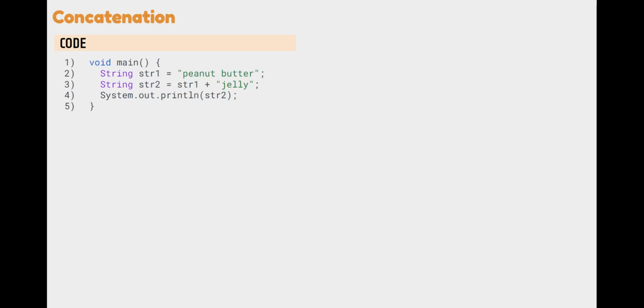So we can add our strings together too. On line 2, we are declaring a string named str1, and we are assigning it the string literal peanut butter. On line 3, we're declaring a string named str2, and we are assigning it str1 plus the string literal jelly. So what is going to be in str2 when we print it out?